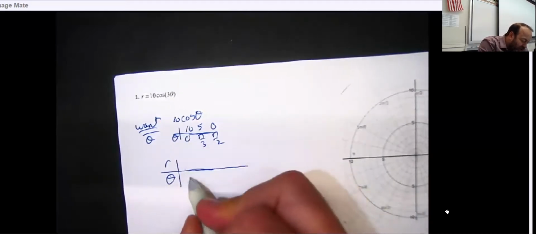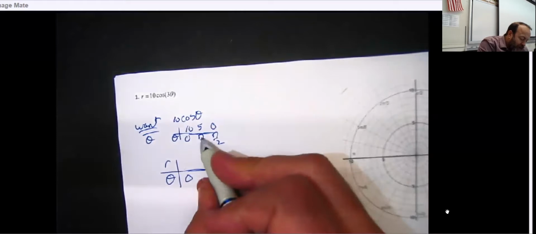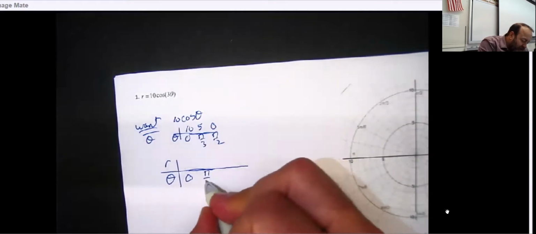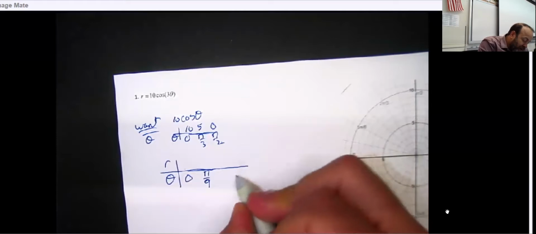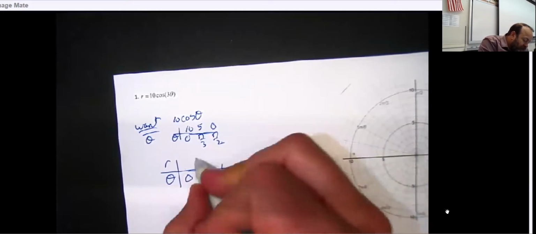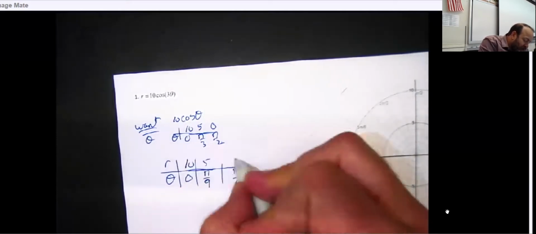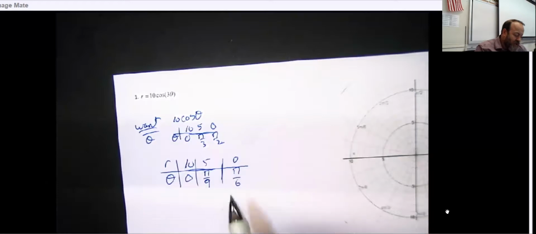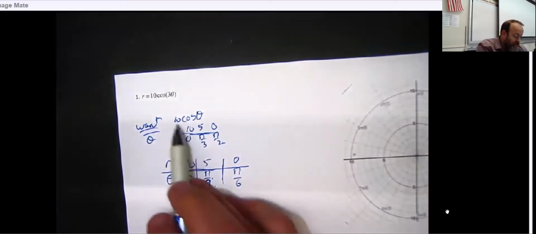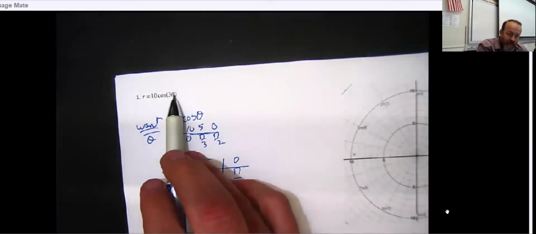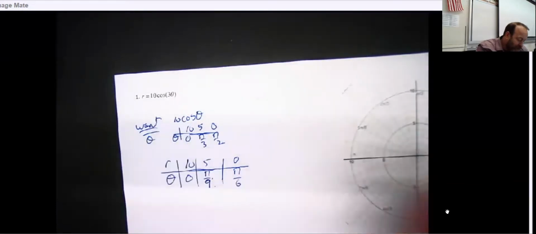So 0 divided by 3 is still 0. Pi over 3 divided by 3 is pi over 9. And pi over 2 divided by 3 is pi over 6. As it turns out, the results of those divisions are the same. You can check it because pi over 9 times 3 is pi over 3. The cosine of pi over 3 is a half, and I get 10. So anyway, this is kind of what happens.